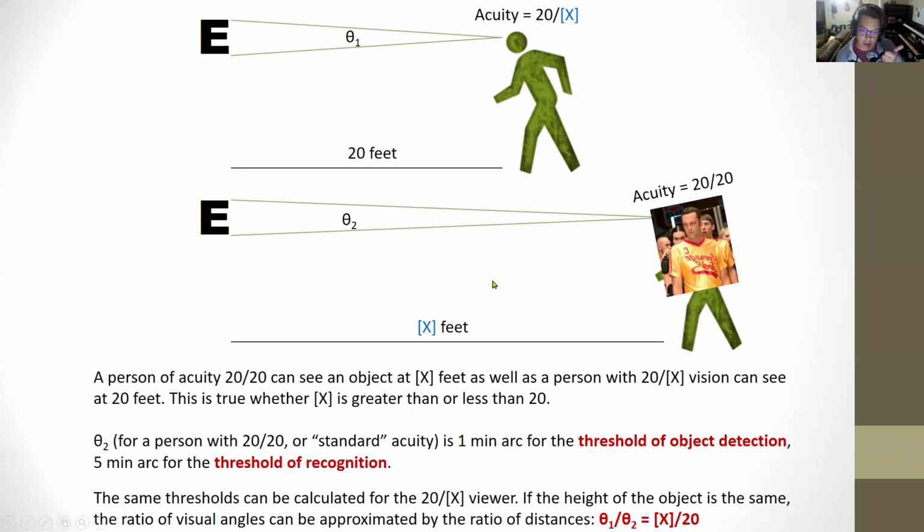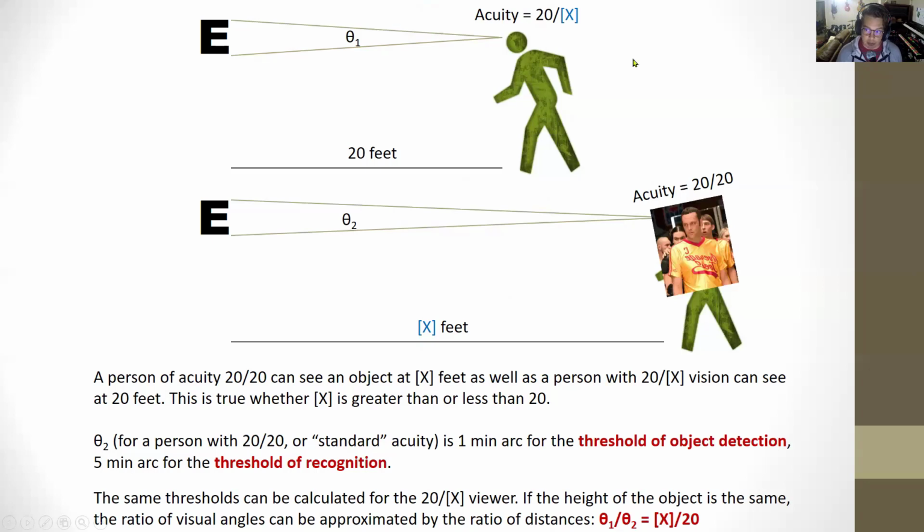Do I see something at all? And our threshold of recognition: do I see it with enough detail that I can recognize what it is? Those are our two thresholds that we need to think about in this topic. So again, I hope you can come back to this slide and do a little mental math when you need to, and remember this relationship, and you should be able to solve most of the problems that go with this technique.